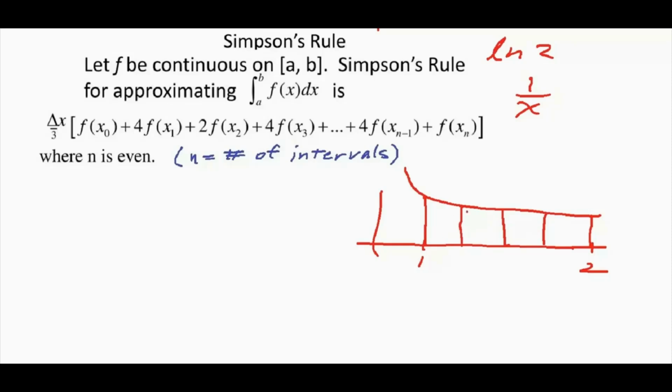You can do more if you want to be more accurate, then do 8 of them or do 16 of them or whatever. But n, the number of intervals, has to be even. And if you watch the video on the derivation, you'll see why you have to use an even number of n's for Simpson's rule to work. But I'm not going to go into that here.